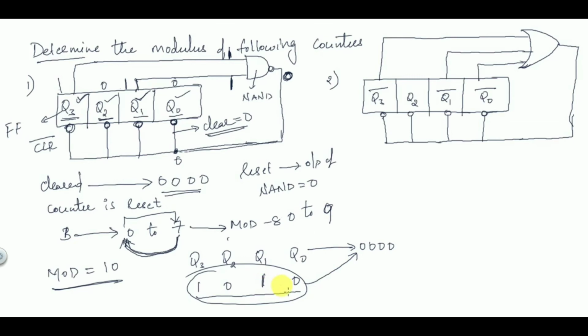So clear the concept. If 10 is encountered, it will be equal to 0. So it will be a mod 10 counter.